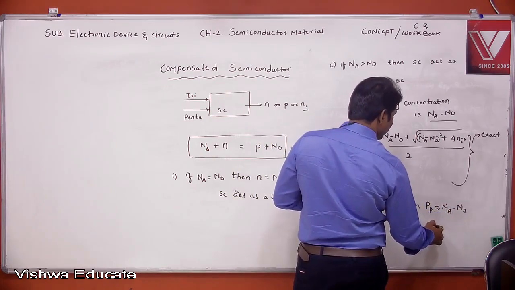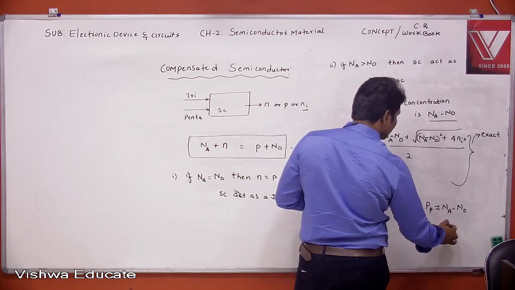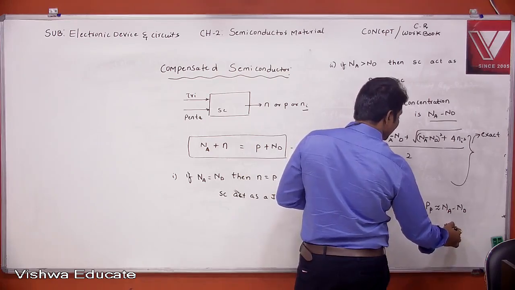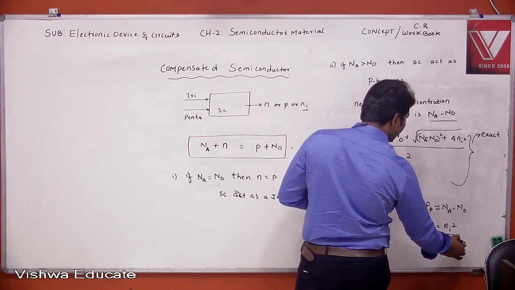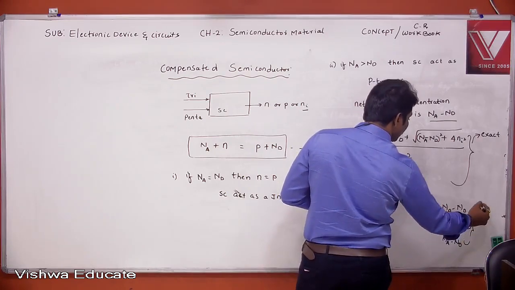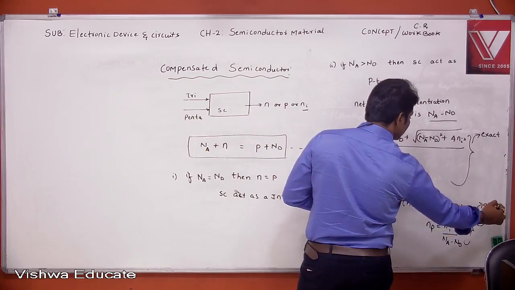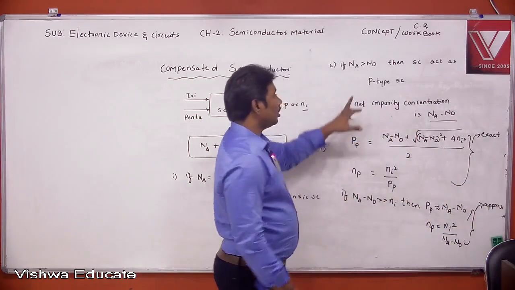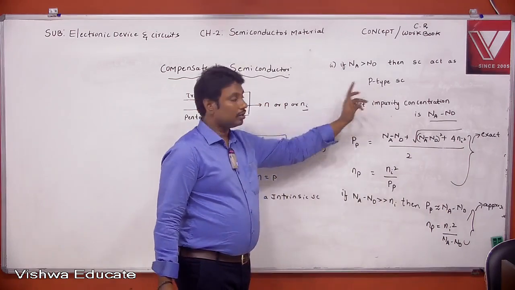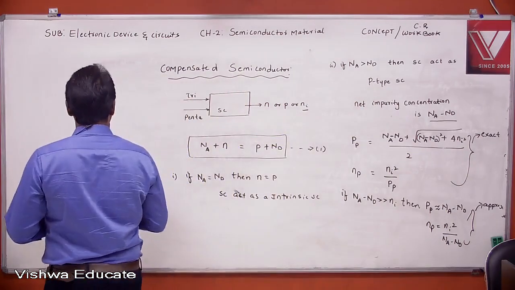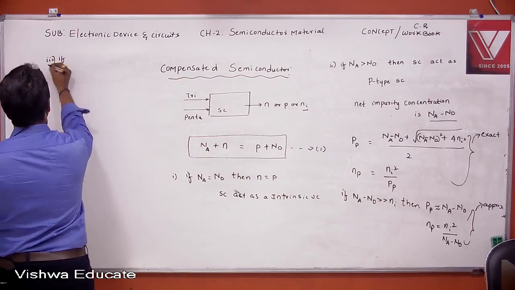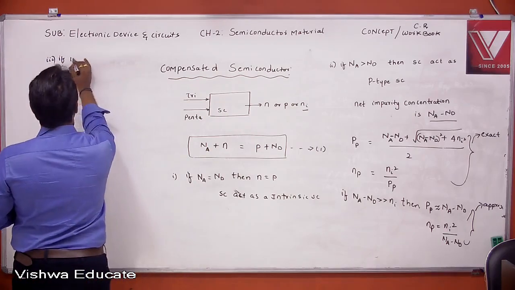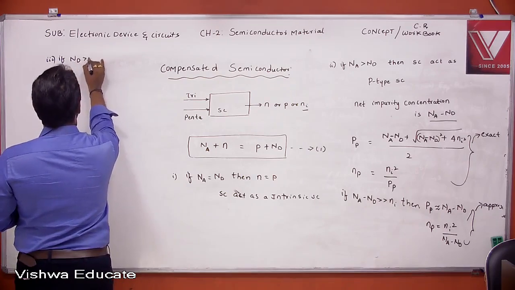And what should be the electron concentration actually? Electron concentration is nothing but Np equal to Ni square by Na minus Nd. These two are called as approximate formulas. This is for compensated P-type semiconductor, right? Now the third case also be there actually. Third case. What is the third case actually? The third case is, right, if Nd is greater than Na.